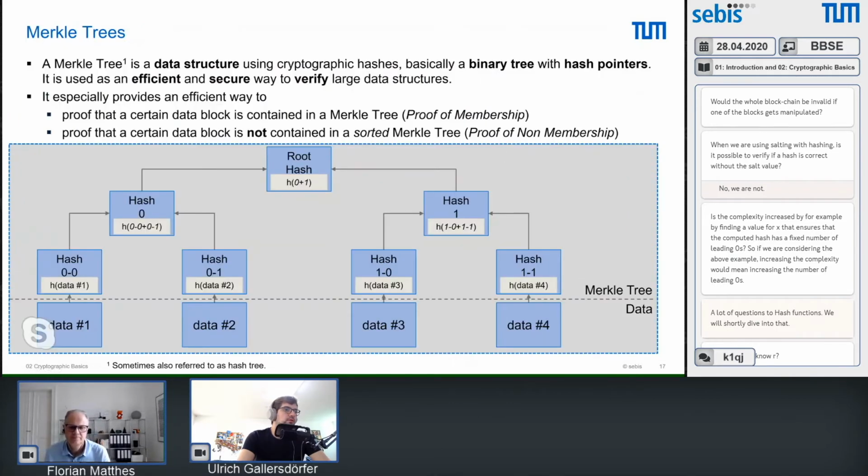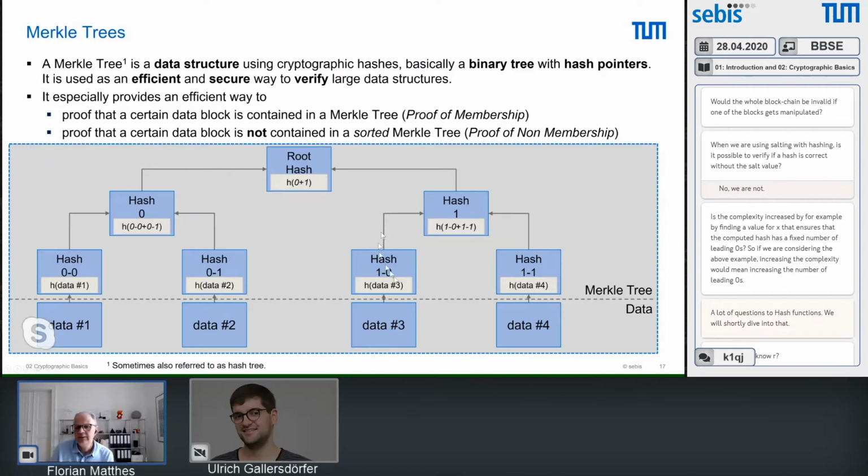Okay, no further questions as far as I can see. Yeah, and the same thing would happen in the Merkle tree. Again, you would have more hash values, but you have a binary tree. So if you manipulate or change something here, the manipulation would propagate through the parents to the root. Any change in one of these leaves would lead to a change in the root hash.